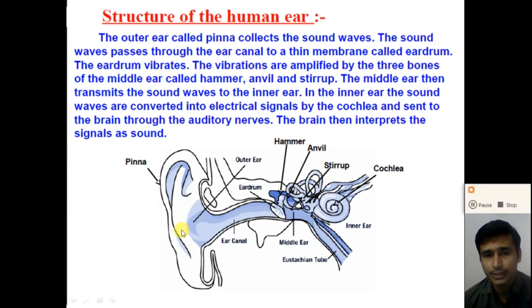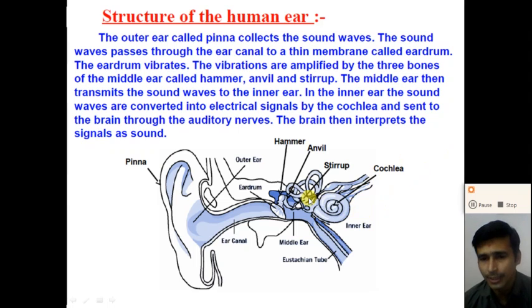So the sound wave received from the pinna is transmitted through the ear canal to the middle part of the ear. In the middle part of the human ear, the eardrum is there. As the sound wave strikes the eardrum, it vibrates, right? And the vibration of the eardrum is amplified by the three bones called the hammer, anvil and stirrup, right? This amplified sound wave is now converted into an electrical signal by the cochlea.